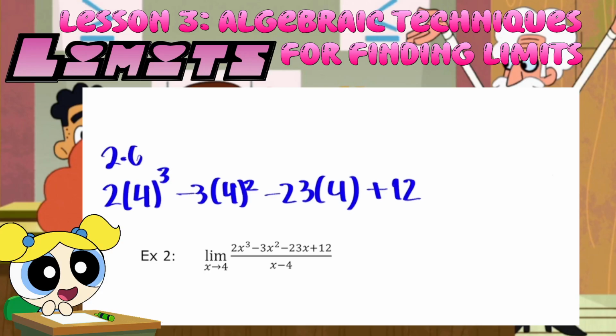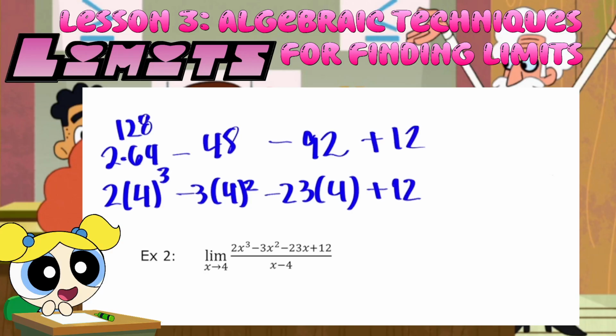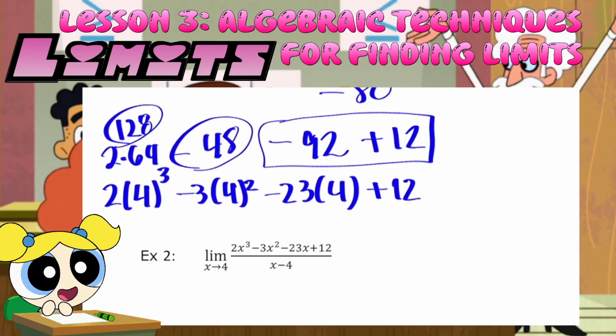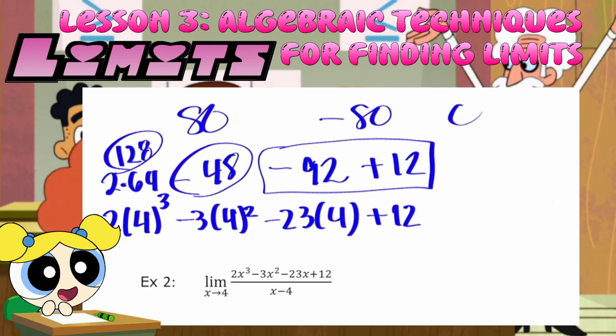So it's 2 times 64. That's 128, minus 3 times 16. 3 times 16 is 48. 23 times 4 is 92. Plus 12. Let's see. Negative 92 plus 12 equals negative 80. 128 minus 48, well, 120 minus 40, same answer, 80. 80 minus 80, the top is definitely 0.